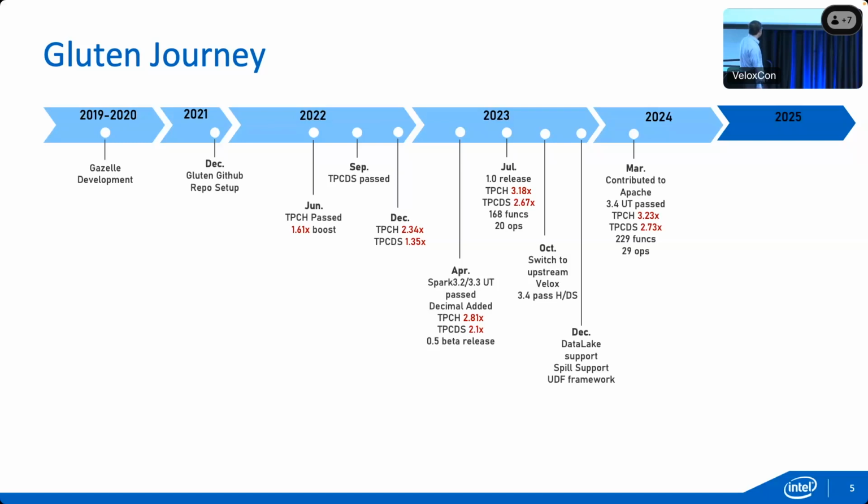And we also added the UDF framework, because many of the customers said that the main fallback reason currently is UDF. Actually, it's not the Spark functions. So they need a framework to easily develop and support the UDF. And then it's now March in 2024 that we contribute Gluten to Apache.